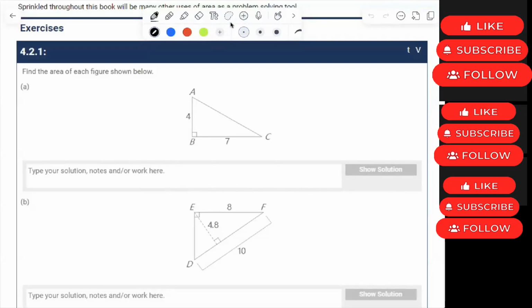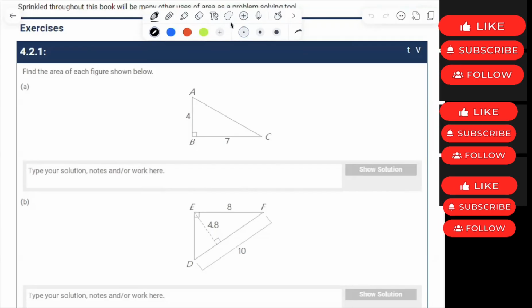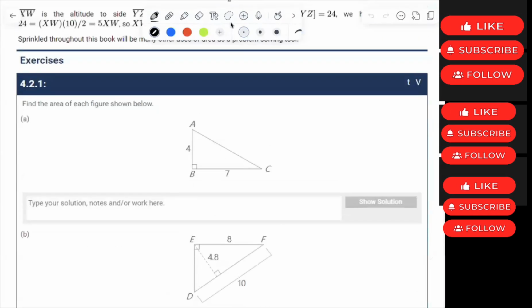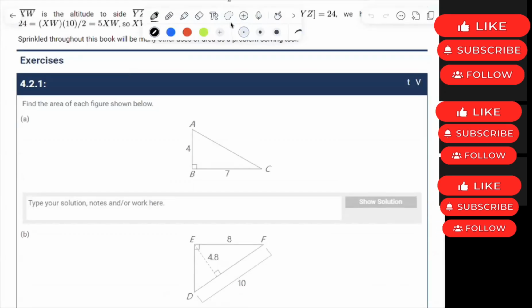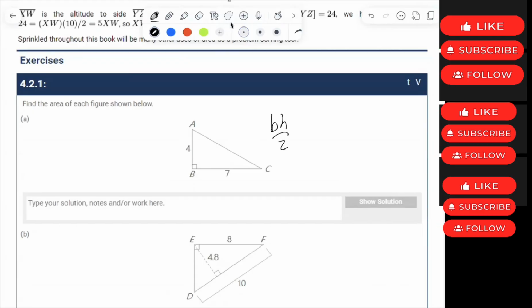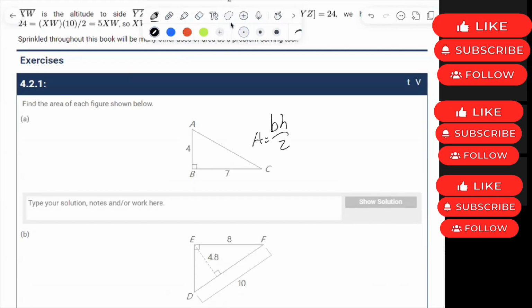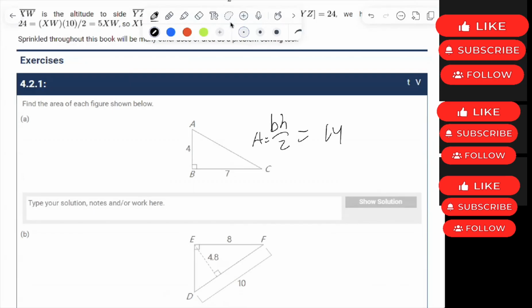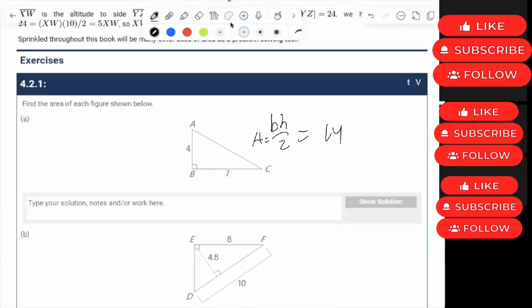At 4.2.1, we want to find the area of each of the figures shown. This is pretty easy. Remember, the area of a triangle is base times height divided by 2, or 14 in this case, since 4 times 7 divided by 2 is just 28 divided by 2, or 14.